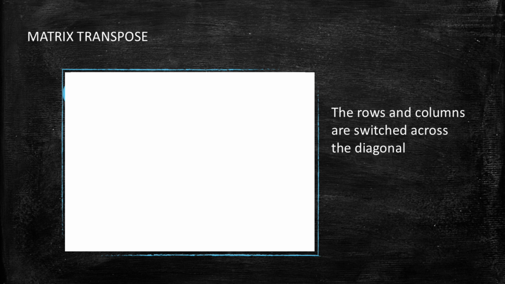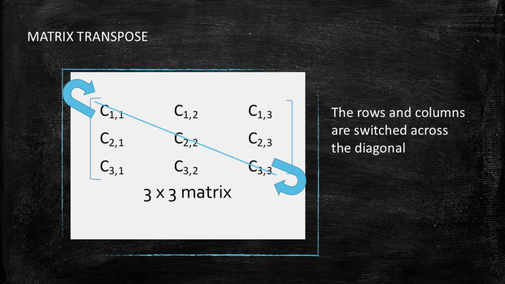The transpose of a matrix is where you swap rows and columns. So if the matrix is initially M by N, then transposing it, it becomes N by M. And it's very straightforward to apply in a spreadsheet.